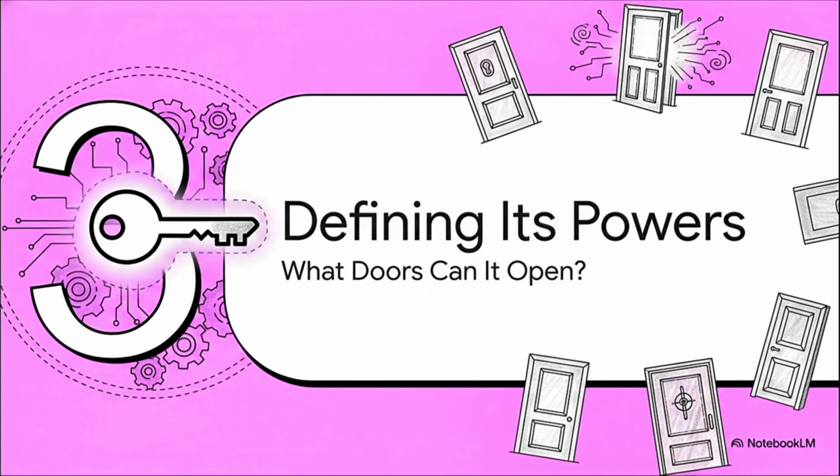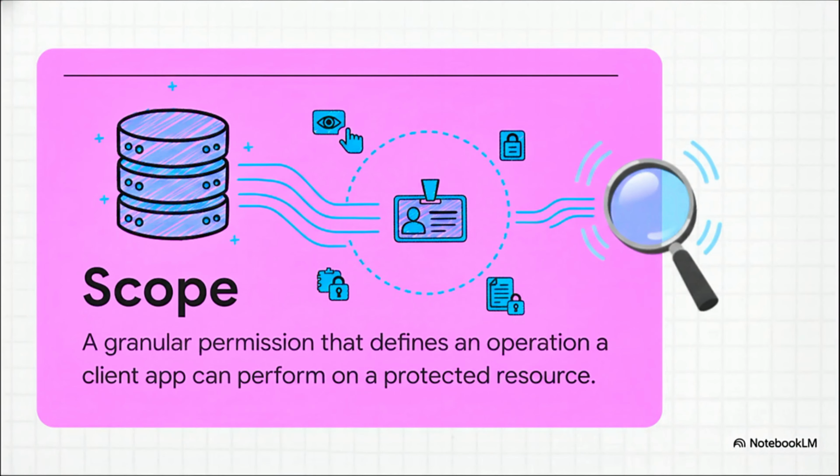So let's recap. Our app has an ID, and it's got a set of keys. But now for the big question, what can it actually do? What doors in the building can that ID badge actually open? This is where we get really specific about its powers. And these powers are defined by something called scopes. A scope is just a very, very specific, very granular permission.